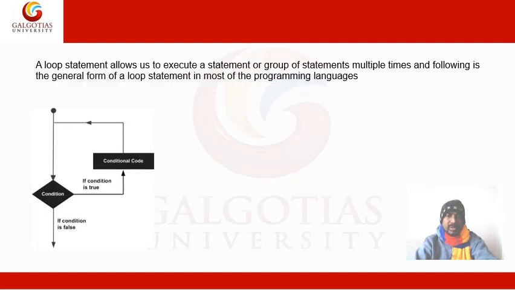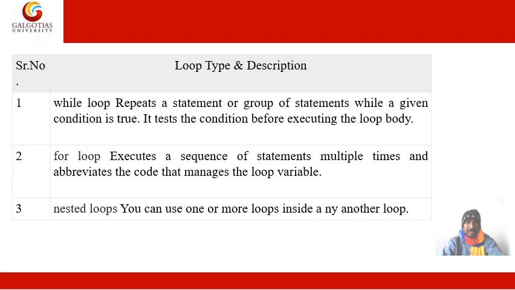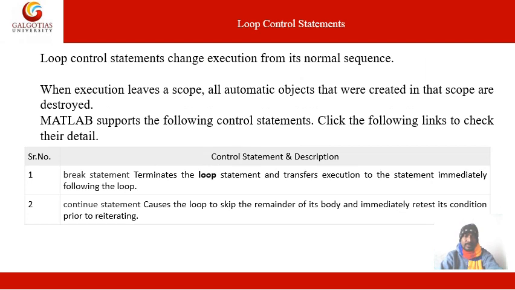Loop statements help us execute a statement or a group of statements. If the loop condition is true, it goes on to the next conditional code; otherwise it goes to the false statement. It supports while loops, for loops, and nested loops. Apart from that, it supports control statements like break and continue, which are used to control the loops.